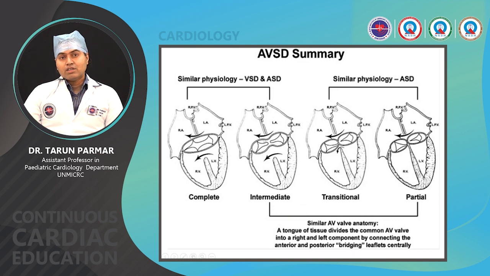There are two different orifices in all these three, and there is a single orifice in complete. So in terms of orifice, complete AVSD has a single orifice and a single annulus, while transitional and partial AVSD have two different annuli and two different orifices, while intermediate has a single annulus and two different orifices that are separated by a small tongue of tissue.